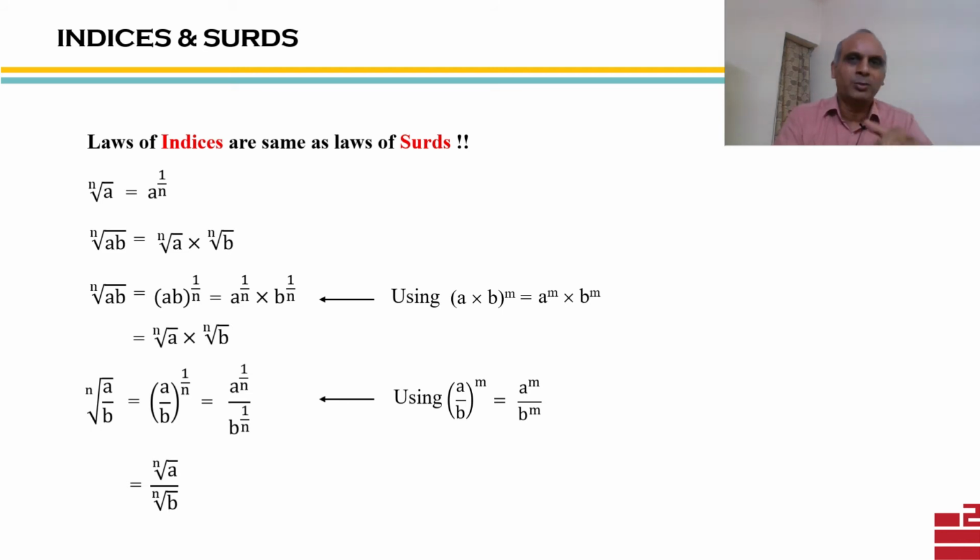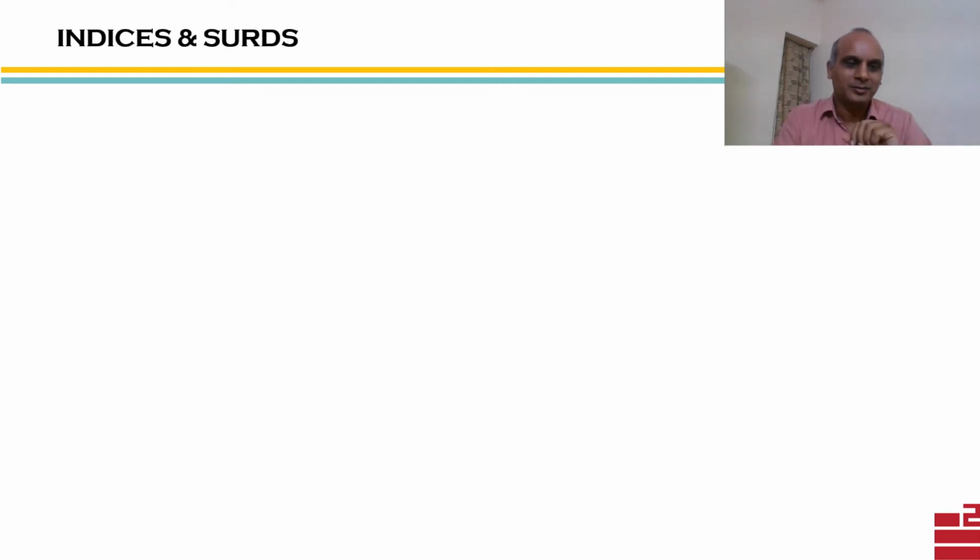So we are able to prove some rules of surds using the rules of indices. I expect you all to prove the remaining laws of surds using laws of indices. Let's move on to some examples.